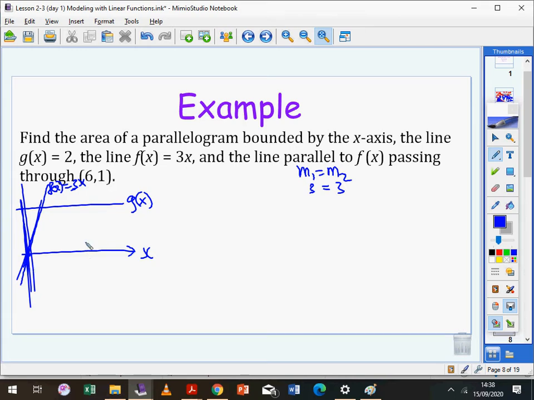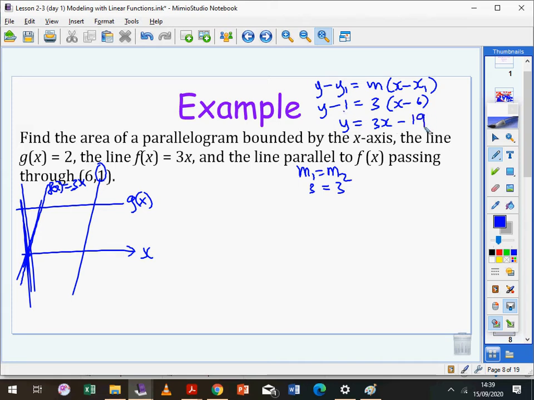So that line, I know it's also going to look something like that, and it's going to have a slope of 3. I can find its equation because I know its slope. y minus y1 is equal to m into x minus x1. So y minus y1 is this value, 1, equals m, which is 3, into x minus x1, which is 6. So its equation is going to be y is equal to 3x minus, would have been 18, but then I add the 1 from this side, 3x minus 17. If I add 1, it becomes positive, so it's minus 17.